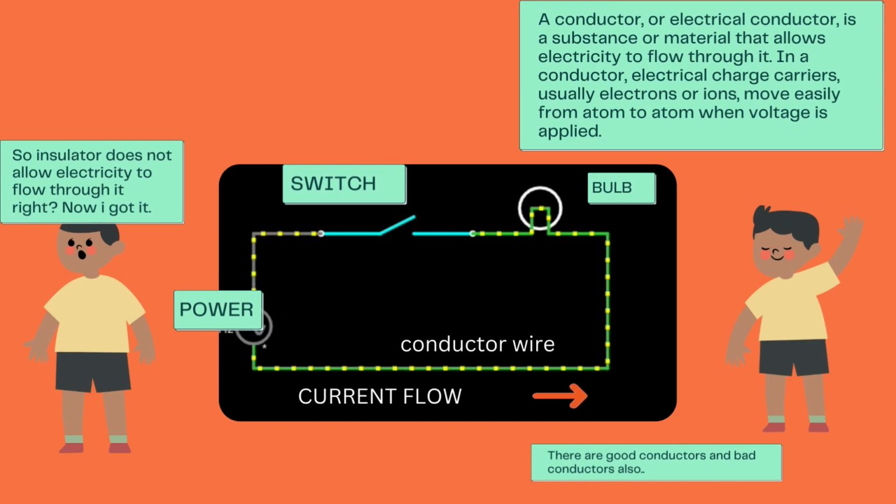How did you get this shock? I touched that conductor wire where the electric current was flowing. A conductor, or electrical conductor, is a substance or material that allows electricity to flow through it. In a conductor, electrical charge carriers, usually electrons or ions, move easily from atom to atom when voltage is applied.